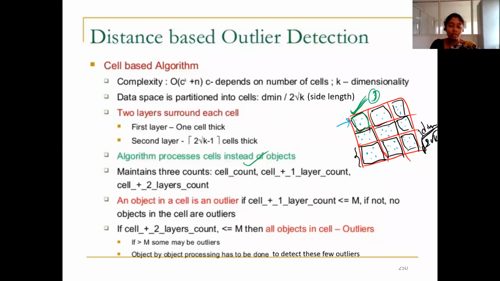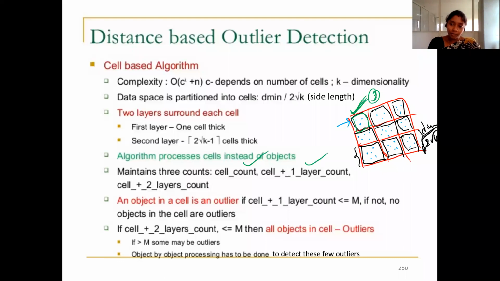So here we have three counts. Three counts we need to consider. So the first one is the cell count. As said by number 5, cell count is nothing but the number of elements in the cell. In this example, this is 3. And next, one layer count. One layer count is nothing but the cell count, that means the number of elements present within the cell, plus the number of elements present in the first layer.